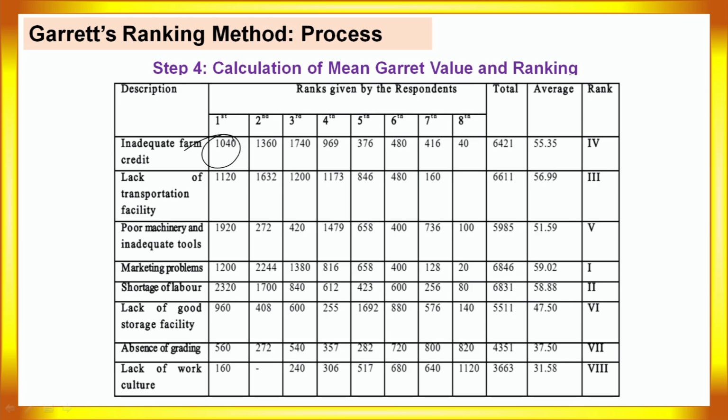Okay, so once you do that, after getting this average Garrett value, you can then calculate the rank of the problem based on the Garrett value. Like here, the marketing problem was found to be the most serious problem in the case of the bamboo cultivar. Okay, so this is as simple as such.